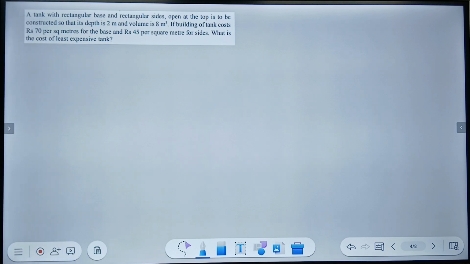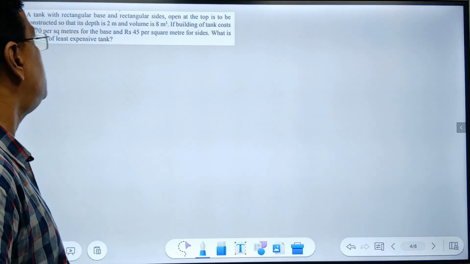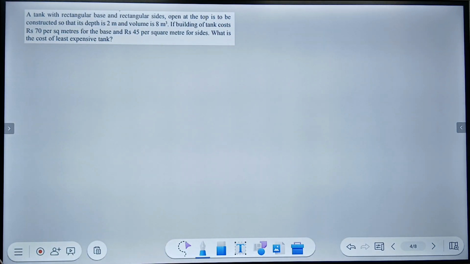A tank with a rectangular base and rectangular sides open at the top is to be constructed so that its depth is 2 meters and the volume is 8 meter cube. If building of the tank costs rupees 70 per square meter for the base and 45 per square meter for the sides, what is the cost of the least expensive tank?